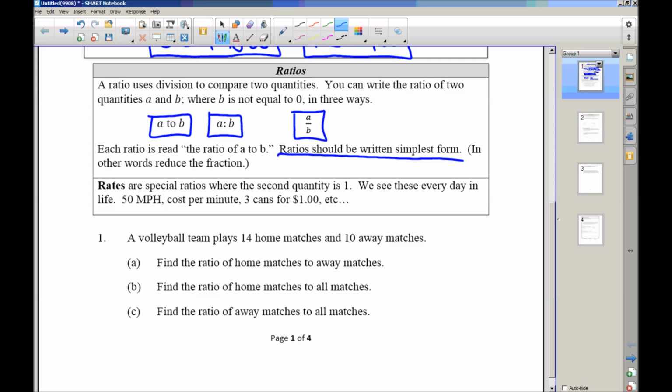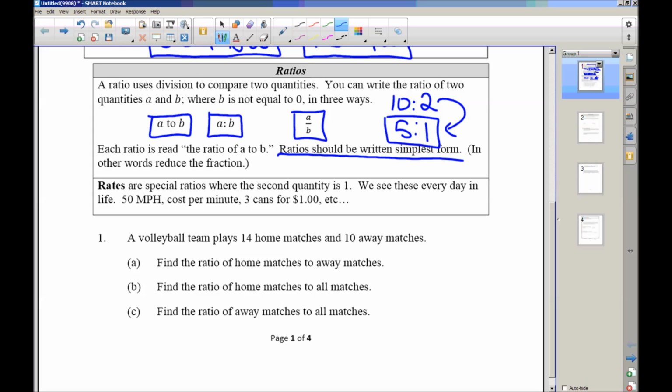So, for instance, if the ratio was 10 to 2, we should reduce that to 5 to 1. 2 divides evenly into both parts. So 5 to 1 is the simplest form of 10 to 2. Okay? In other words, just reduce the fraction. If I wrote 10 over 2, we reduce it to 5 over 1. But we do need a bottom.